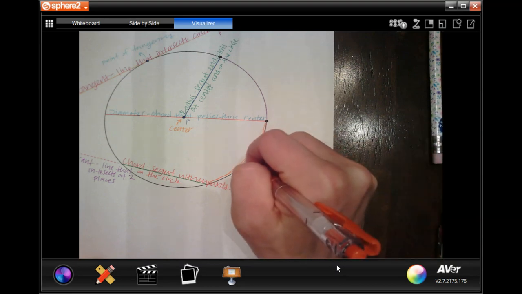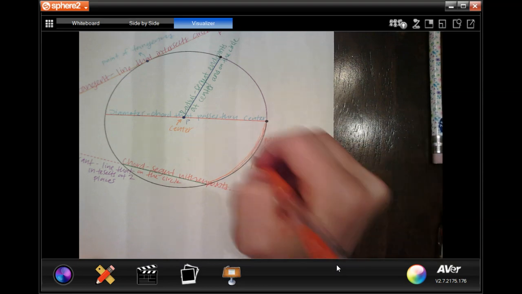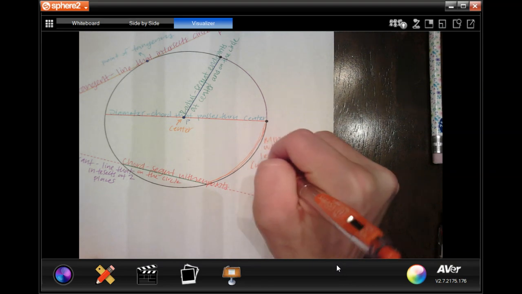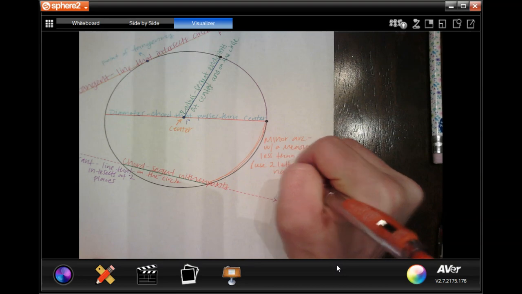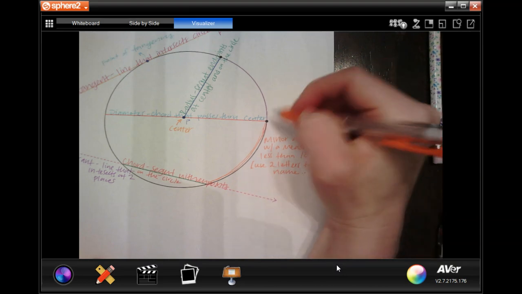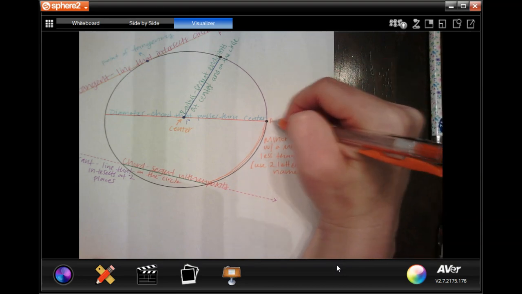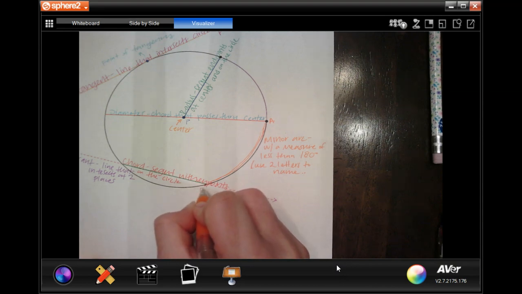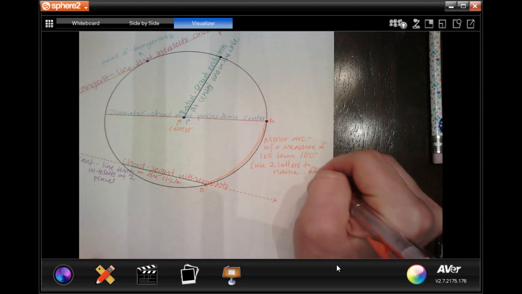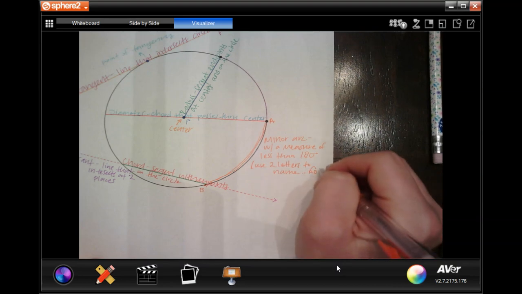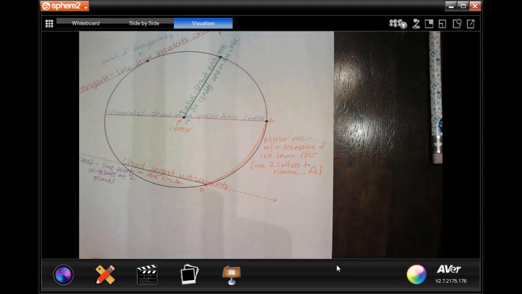And side note for later, we are going to use 2 letters to name it. So let me show you. If this was point A and this one was point B, then we would have arc AB.